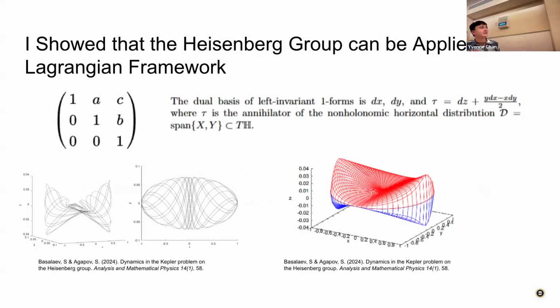I showed that the Heisenberg group can be applied in the Lagrangian framework, chosen as a configuration space. So the Heisenberg group in three dimensions is the group of matrices of this form right here. It has ones on the diagonals, it has zero on the bottom left, and it could be anything on the top right. And so last year, a group of researchers found the usage of the Heisenberg group as a configuration space in another formulation of mechanics called Hamiltonian mechanics. So it applies to constrained systems and can help us reduce the motion. I did this and applied it to the Lagrangian framework.